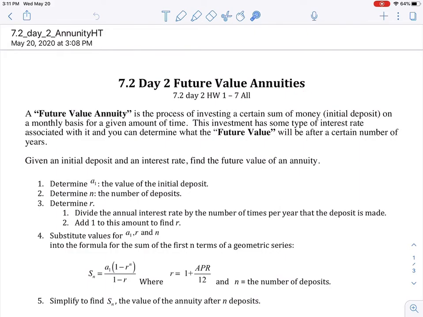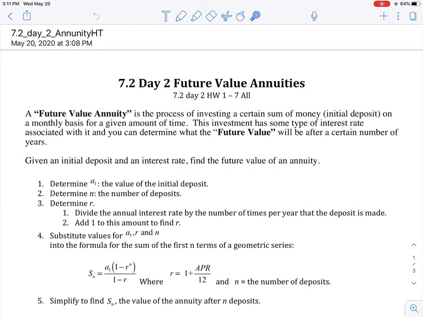A future value annuity is a process of investing a certain sum of money on a monthly basis, like you're putting in money every month. Then you have an interest rate associated with it, and we'll get a future value out of it. This is how a lot of retirement accounts and college investment accounts look. They're usually annuities.